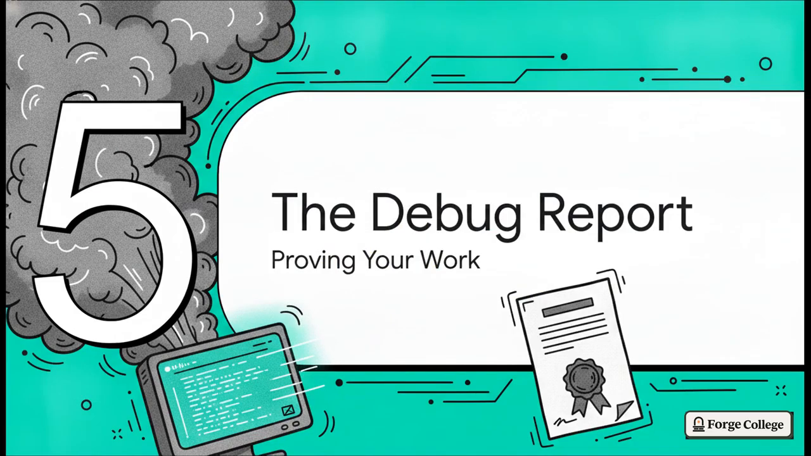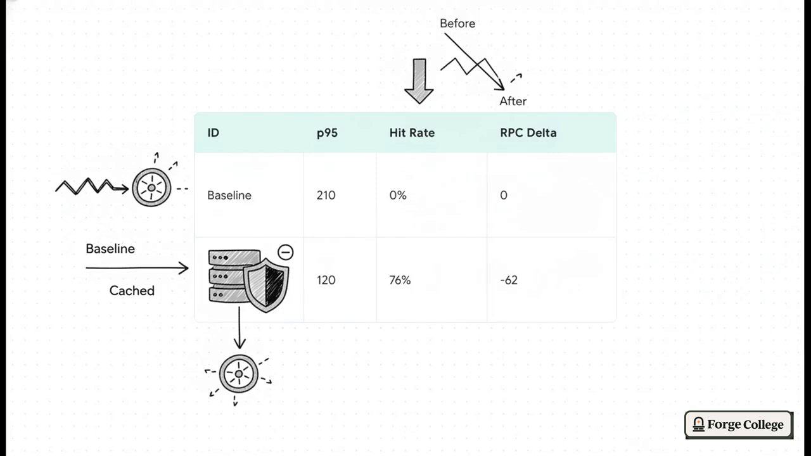All right, next up, creating your debug report. It's time to document and prove your work. Once the smoke finally clears in the testing lab and your terminal mercifully stops scrolling, it is time for you, the chief engineer, to draft the debug report. This isn't just busy work. This is the artifact that proves your work to your team and your stakeholders.